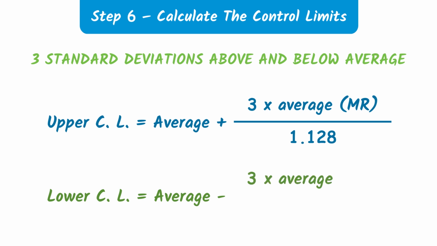3 standard deviations above, that's the upper control limit, and 3 standard deviations below, that's the lower control limit. Now, slightly technical here, if you want 1 standard deviation above or 2 standard deviations above and below, you will have to use a different number instead of 1.128. But most typically, people use 1.128 and 3 standard deviations above and 3 standard deviations below the average. So we are using 1.128, 3 standard deviations above, 3 standard deviations below.